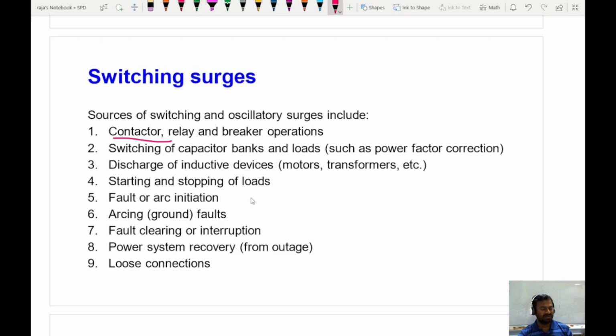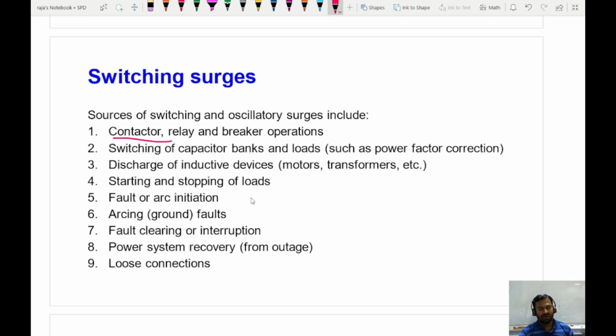Switching surges are the major cause of voltage spikes in an electrical power system. Already we discussed the external factors. This is the internal factor. This is because of contactor, relay or circuit breaker operation. So where you connect a motor or a load using a contactor, or you are connecting a total installation to a breaker, when you are turning the breaker on or off, there could be a voltage spike, or when loads are getting disconnected or connected using contactors. Because of that also there could be voltage spikes.